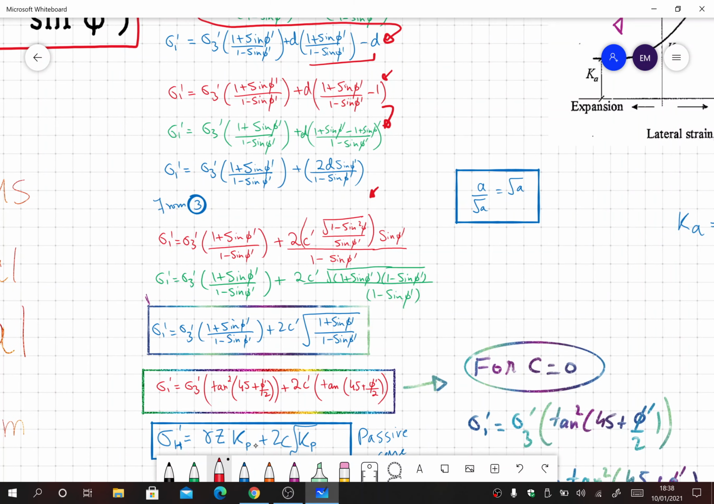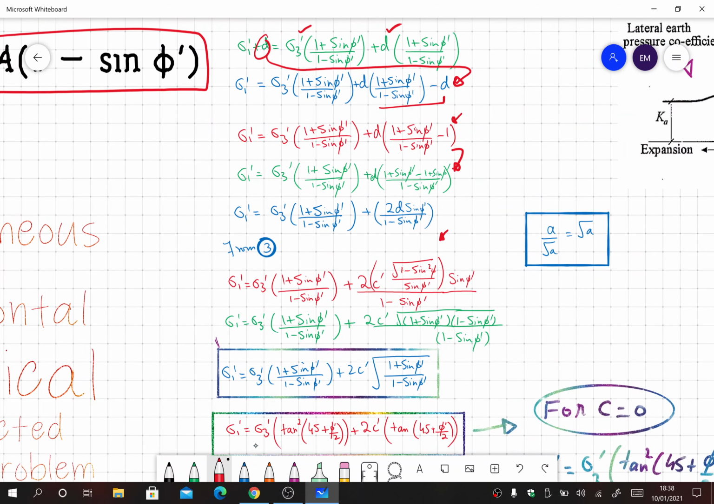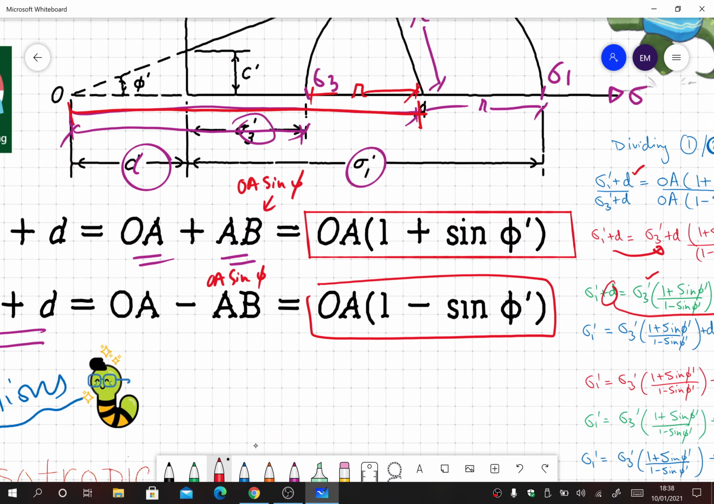Okay, so now we have 2d sine phi 1 minus sine phi. So d has been replaced. So how is the value of d obtained? Let me go to this triangle. I think it's obtained from there.